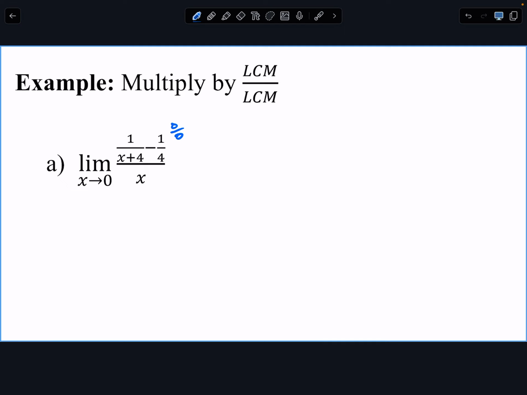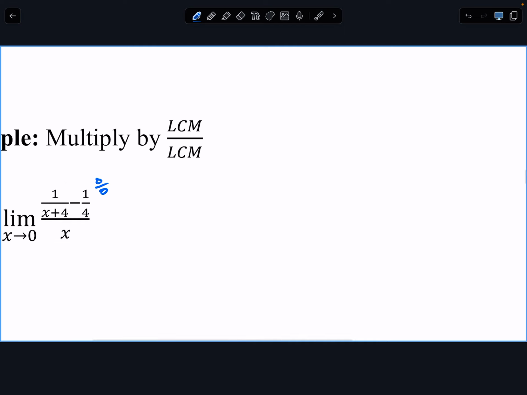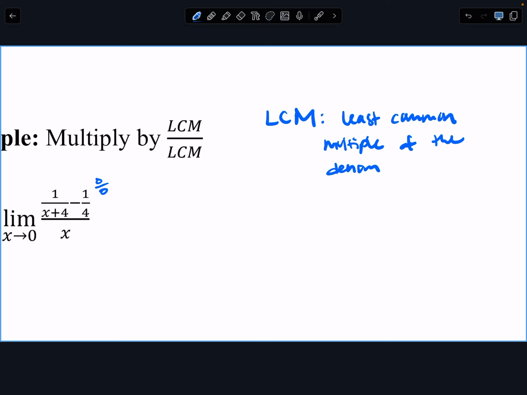Now LCM over LCM. LCM refers to the least common multiple of the denominators of the complex fractions.